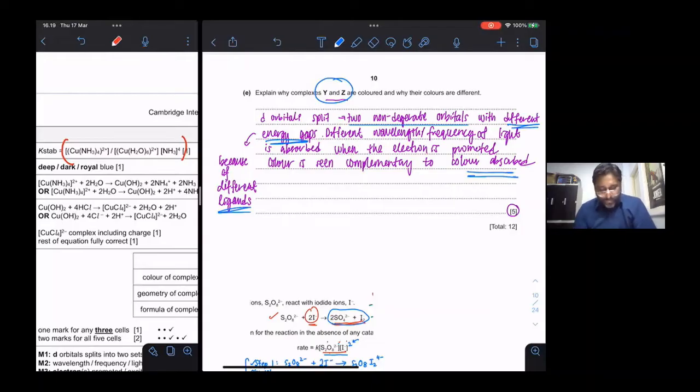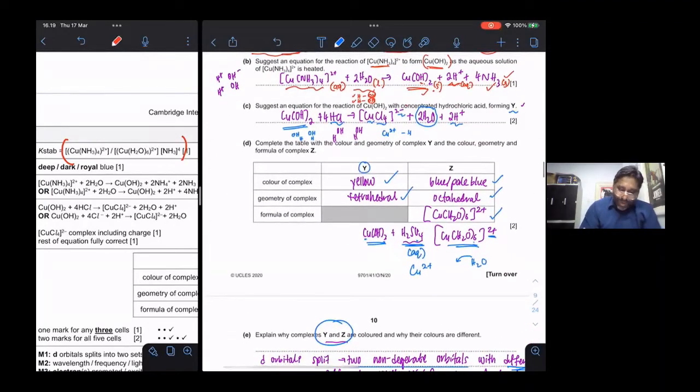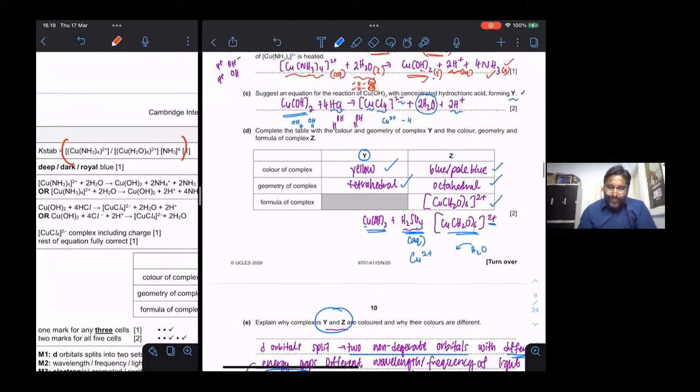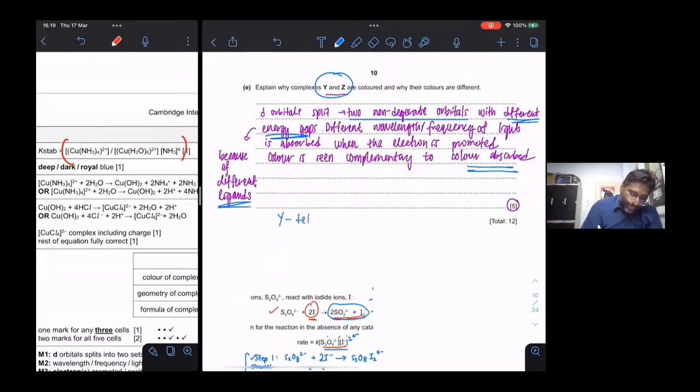But do remember, because of our new syllabus, it depends on what type of complex. In this case, they didn't specify. If I look at Y, I know Y is going to be tetrahedral, but Z is going to be octahedral. Y being tetrahedral is being added in your new syllabus, and Z is going to be octahedral. Please remember the orbital splitting is going to happen in a different way also.